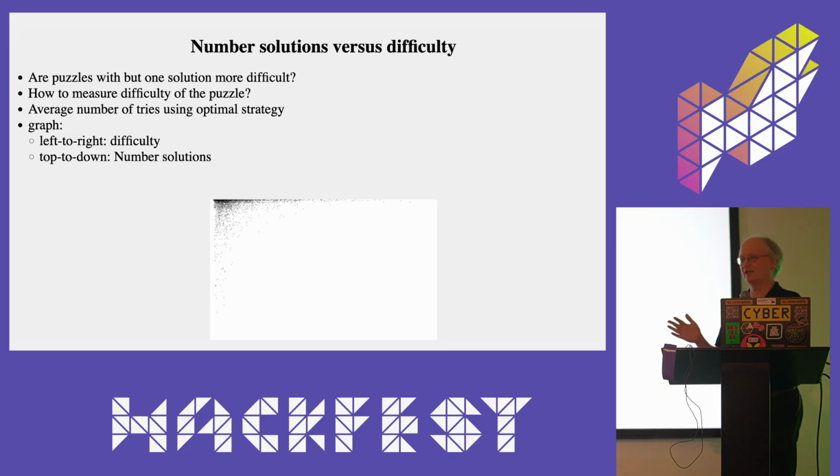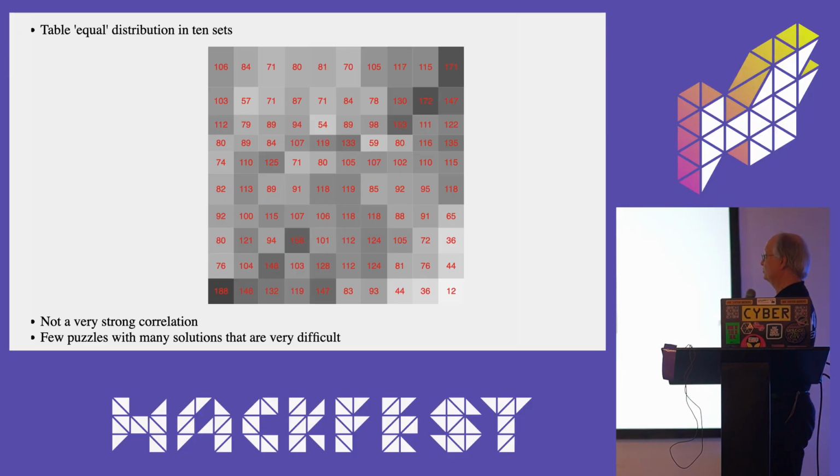So I decided I will divide all the puzzles into 10 categories with respect to difficulty, and 10 categories with respect to the number of solutions. And that resulted in this table. You see that some of the categories are a little bit larger than the others. For example, these are all the puzzles with one solution, this is 2 and 3, and this is 4 and 5, I think, and so on. And the highest number is something like 600 solutions.